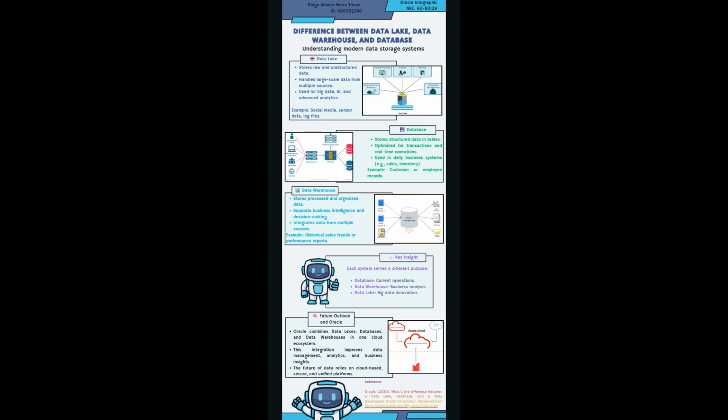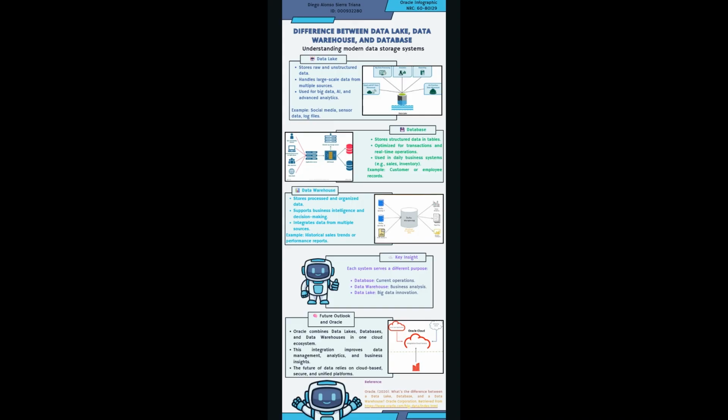Now, data warehouse. A data warehouse is used to collect and organize historical data from different sources. It stores clean and structured information that is ready for analysis and reporting. Companies use a data warehouse to make business decisions and discover trends. For example, historical sales trends or performance reports.